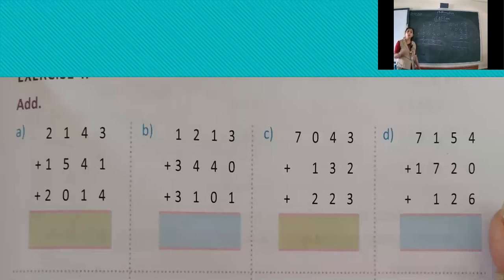Try to do more and more sums in your rough copy, so that there will be no problem when you will come back to school. Easy? Shall we move on to the third sum?